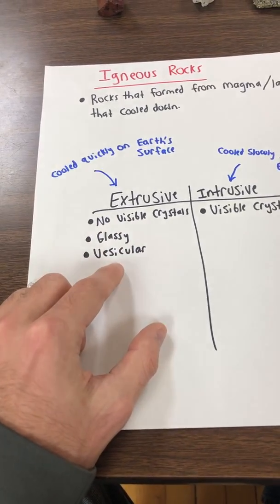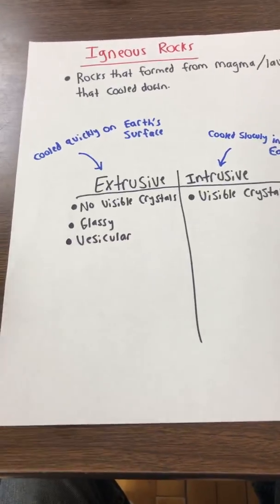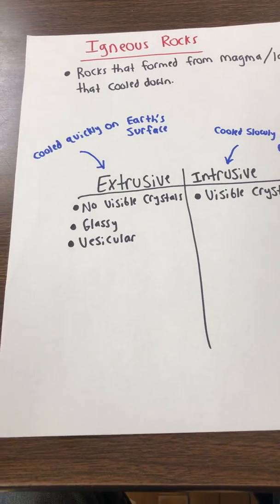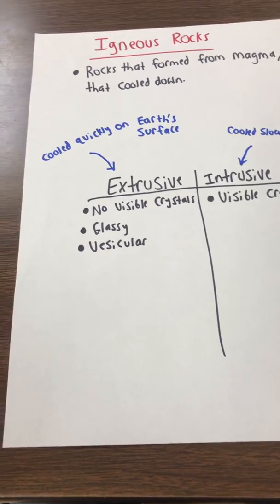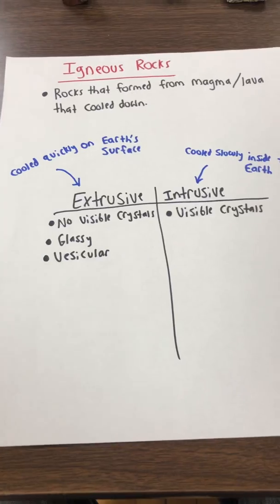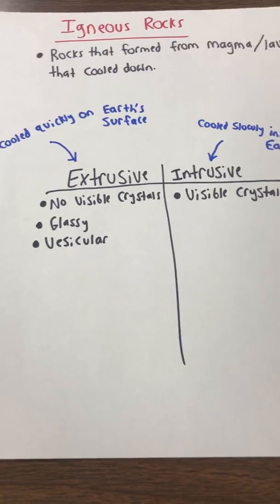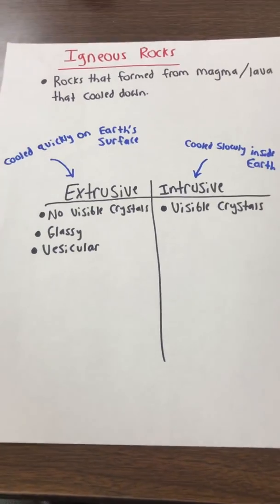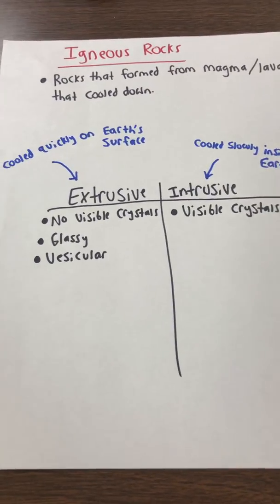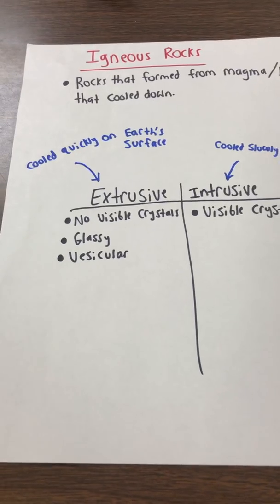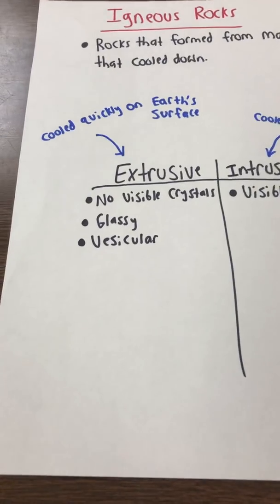Or they're going to look vesicular. And vesicular, if you remember, just means that they have holes in them. All right, because as that magma or lava was cooling down super quick, gas got trapped inside there, right? So like oxygen, carbon dioxide. And then as that rock started to cool down and solidify, the gas started to escape a little bit, and it did leave little air pockets, little holes in that rock behind, okay? So those are three things that we're looking for today when we're trying to find extrusive igneous rocks. We're looking for no crystals, it's got to be glassy, or it's got to be vesicular, okay? It doesn't have to be all three at once, just one of the three.